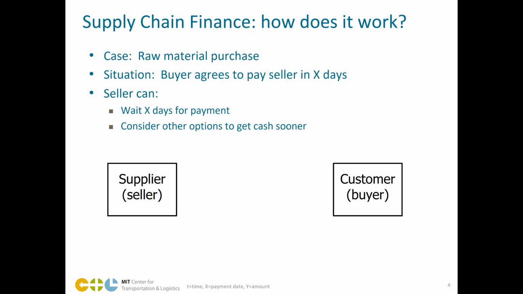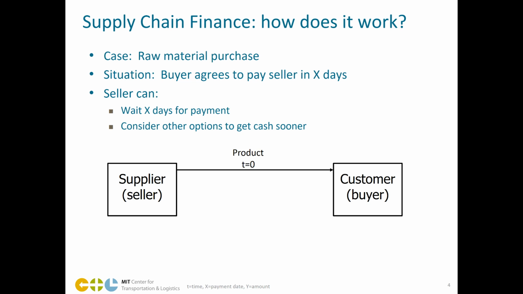Let's just go over basically how supply chain works. Take the case of a raw material purchase, and it all starts when the customer places an order on the supplier, and the supplier then goes through the process of buying their raw materials, producing the product, and then ultimately they deliver at time t=0.